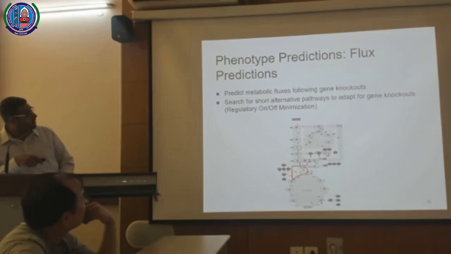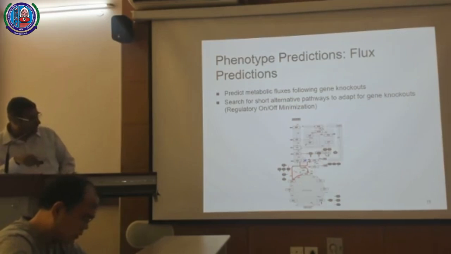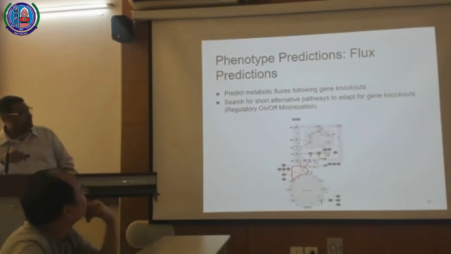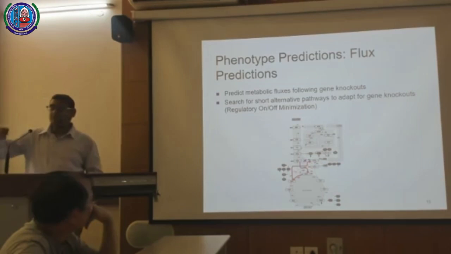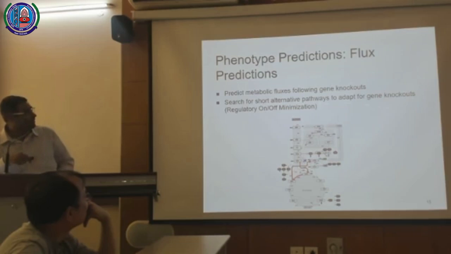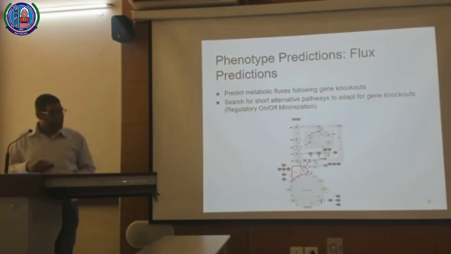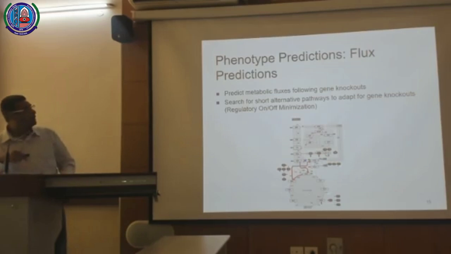Then phenotypic predictions, flux predictions. If you see this flux prediction, this is also done by the software. So you can predict the metabolic fluxes following the gene knockouts, and search for the short alternative pathway to adopt for gene knockouts. If you are taking a bigger pathway, the flux cannot be calculated as a whole. So you have to see the regulatory on-off mechanism. It is called minimization. So you are taking a short alternate pathway here, and if you have seen some alternate pathway, you try to focus on that so that you can predict something.